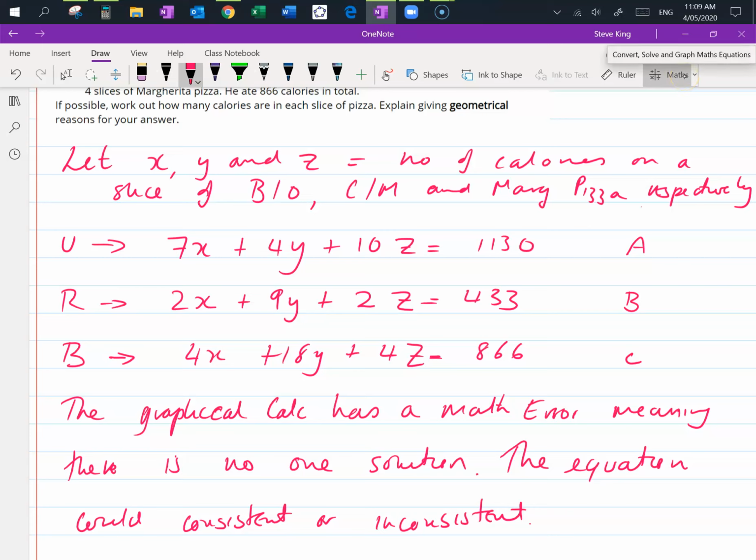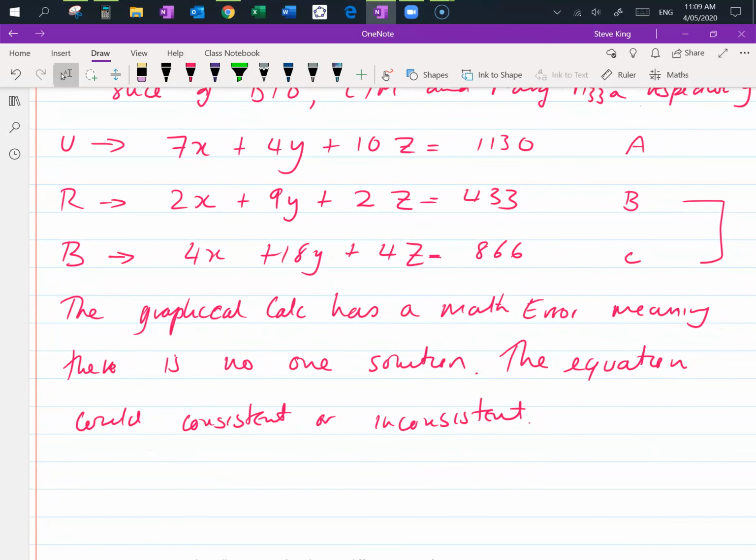Now, if we look at these three equations, hopefully you can see something happening over here with these two. 866 is double 433. 2z doubled gives you 4z. 9y doubled gives you 18y. 2x doubled gives you 4x. And so we can see that equation C equals 2 lots of equation B.